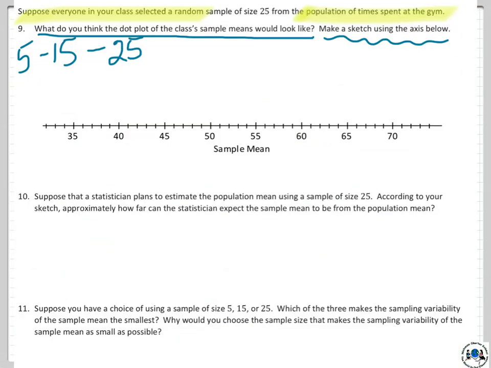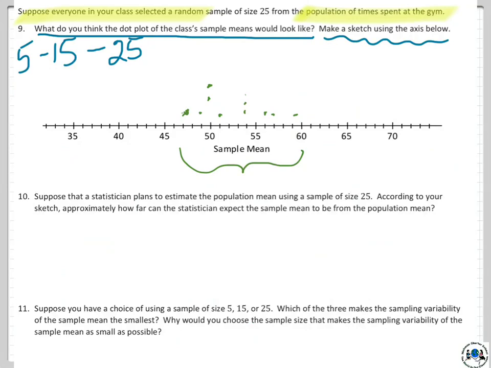So to answer this question, it might look something like this. We know the actual mean is 54, so you're probably going to get a greater cluster around this middle part, maybe 1 or 2 here, but your variability is going to shrink.